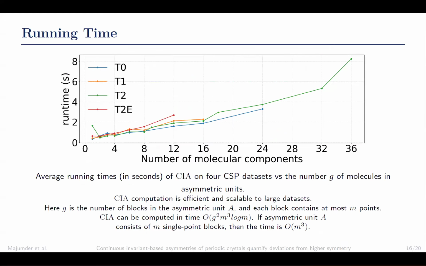This slide shows the average running times in seconds of CIA on 4 CSP datasets versus the number of molecules in their asymmetric units. The y-axis represents runtime in seconds and the x-axis represents number of molecular components. If G denotes the number of blocks in the asymmetric unit and each block contains at most m points, CIA can be computed in time O of G squared m cubed log m. And if the asymmetric unit consists of m single point blocks, then the time is O of m cubed. So CIA computation is efficient and scalable to large datasets.